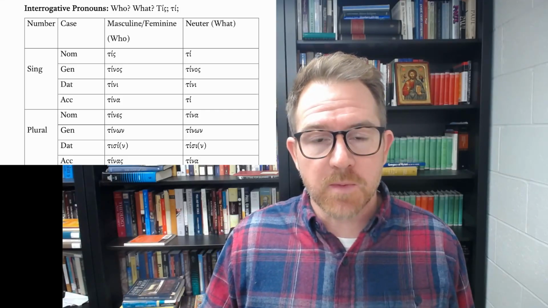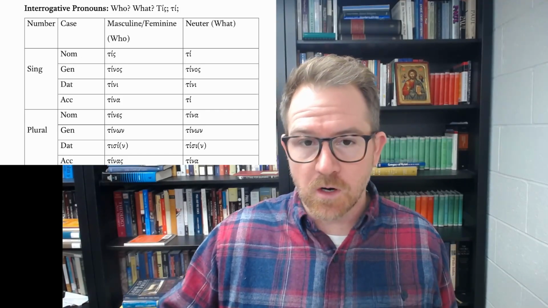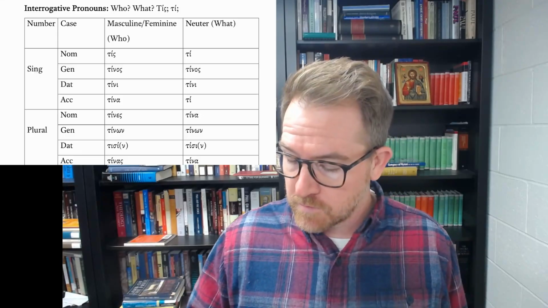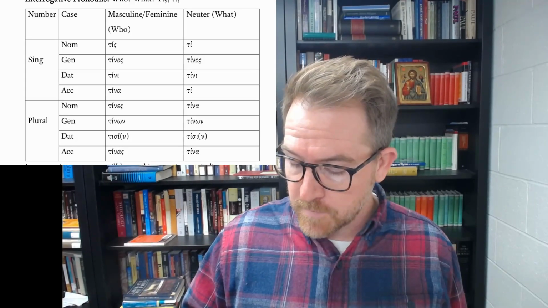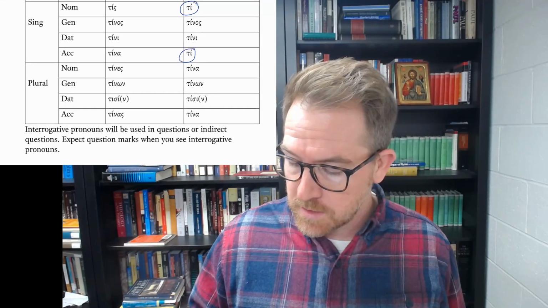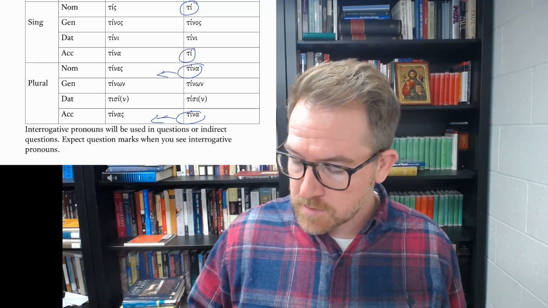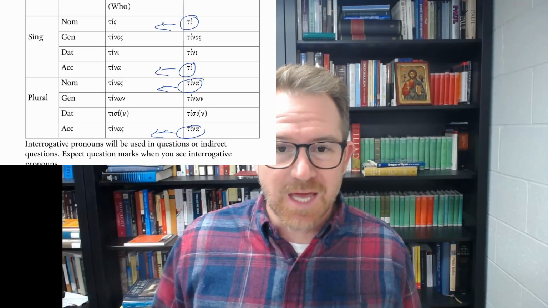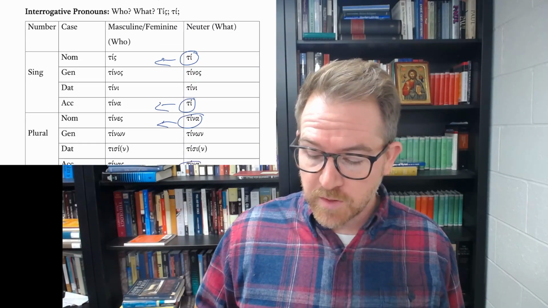Tinos is the same in the masculine and feminine, and the neuter forms, as you can see, are quite similar, except in the nominative and accusative, which, as we would expect in neuter, are different from the masculine and feminine, but not different from each other. So ti and tina are different from their masculine and feminine counterparts, but the neuter nominative and accusative are the same in the singular and plural. That's really the only difference you're going to notice in these interrogative pronouns, who and what.